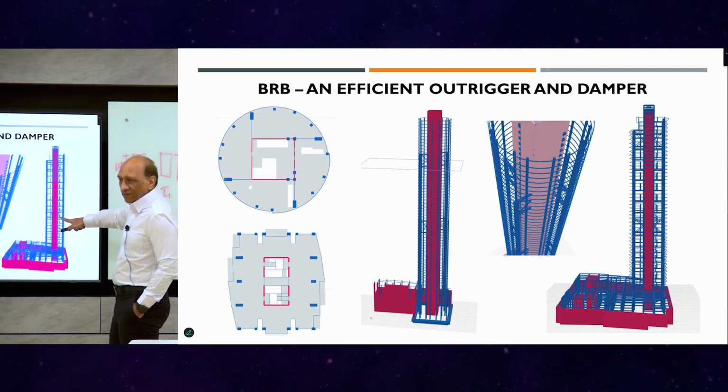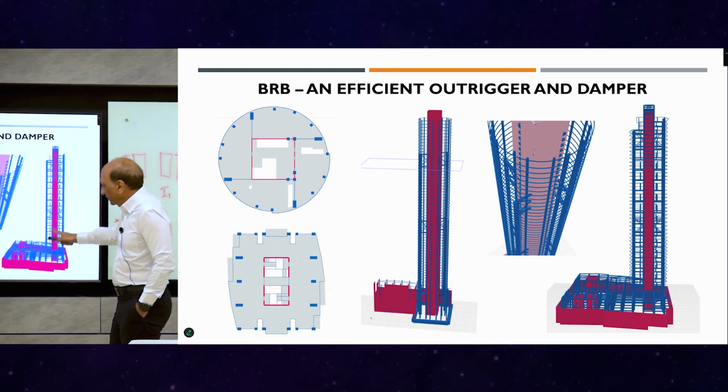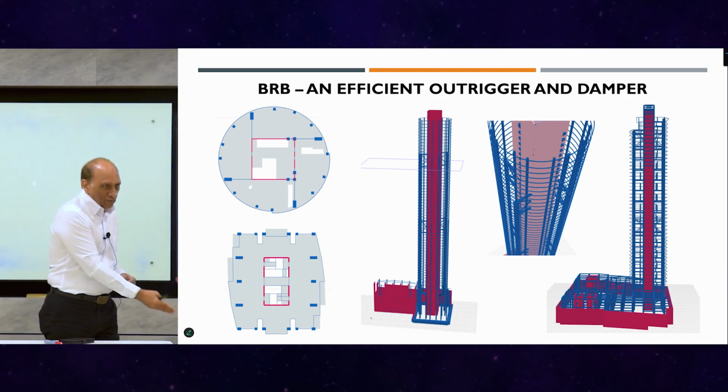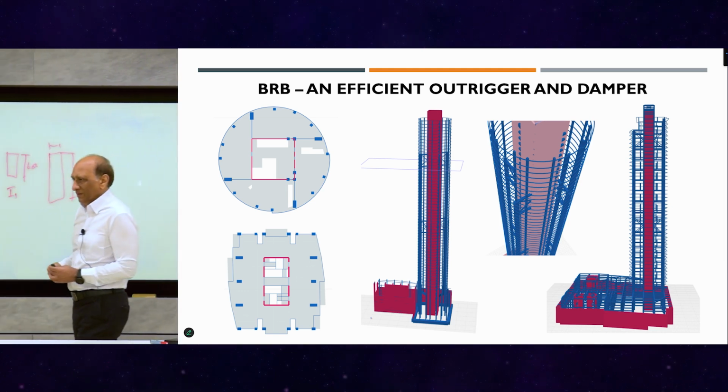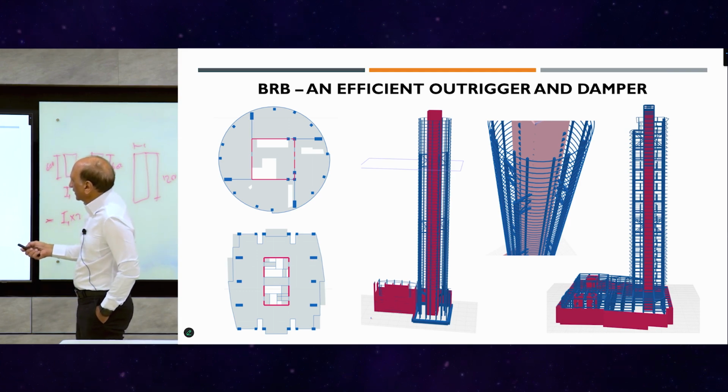So these are outrigger BRBs at two levels, and you can see here they're crossing the floors like this. Two floors, not in the same floor, but 2-3 floors, depending upon how much you need. Okay. So that's how the practical application of them.